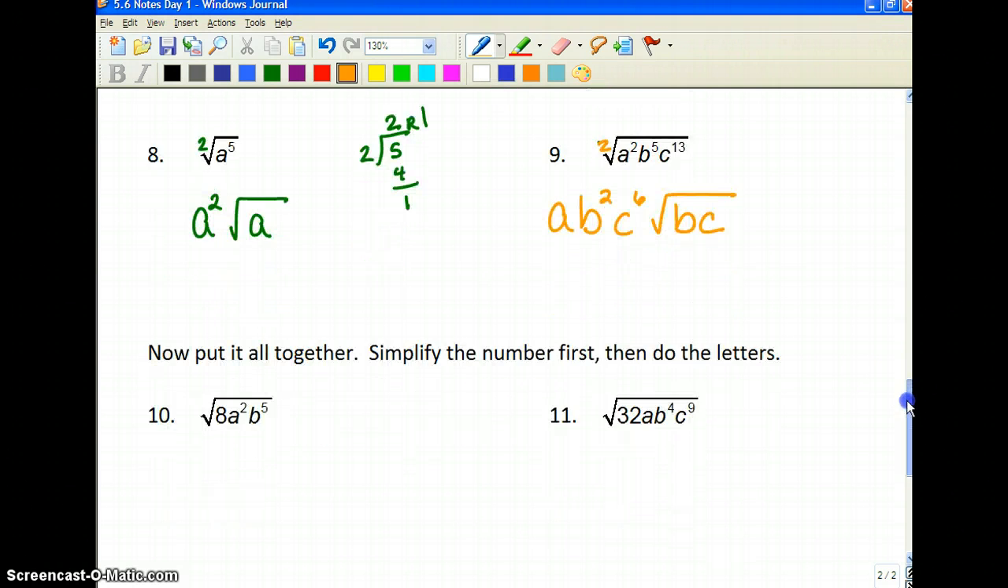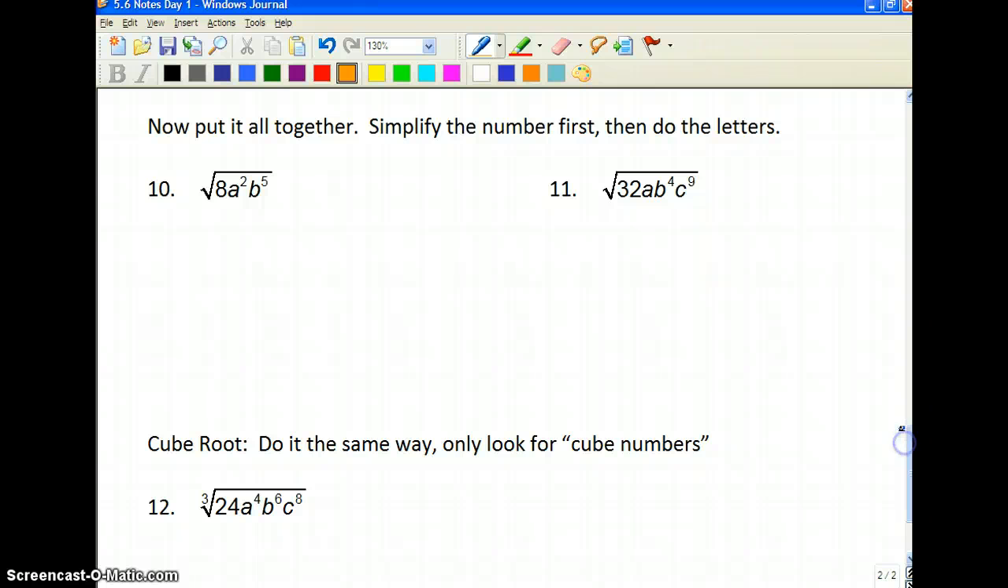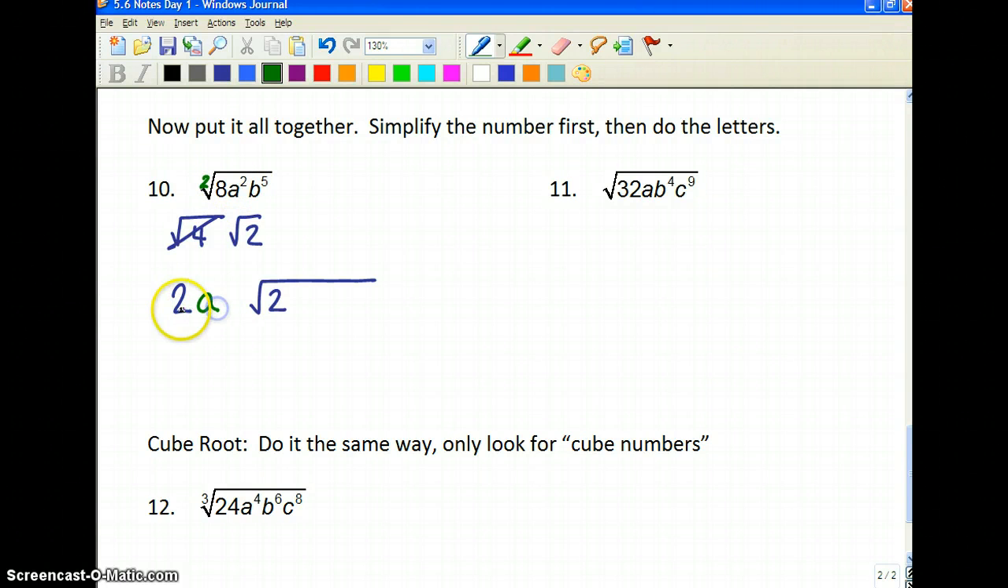And finally, what if you put numbers and letters all together? Okay, I simplify the number first and then I do the letter. So the square root of 8 would be the square root of 4 times the square root of 2. So this 4 turns into a 2, so he's on the outside, and that 2 is stuck underneath. Now do the letters. If you have a 2 up here, 2 goes into 2 once. Nobody's left over in the a's. Do the b's. 2 goes into 5 twice, and you have 1 b left over.